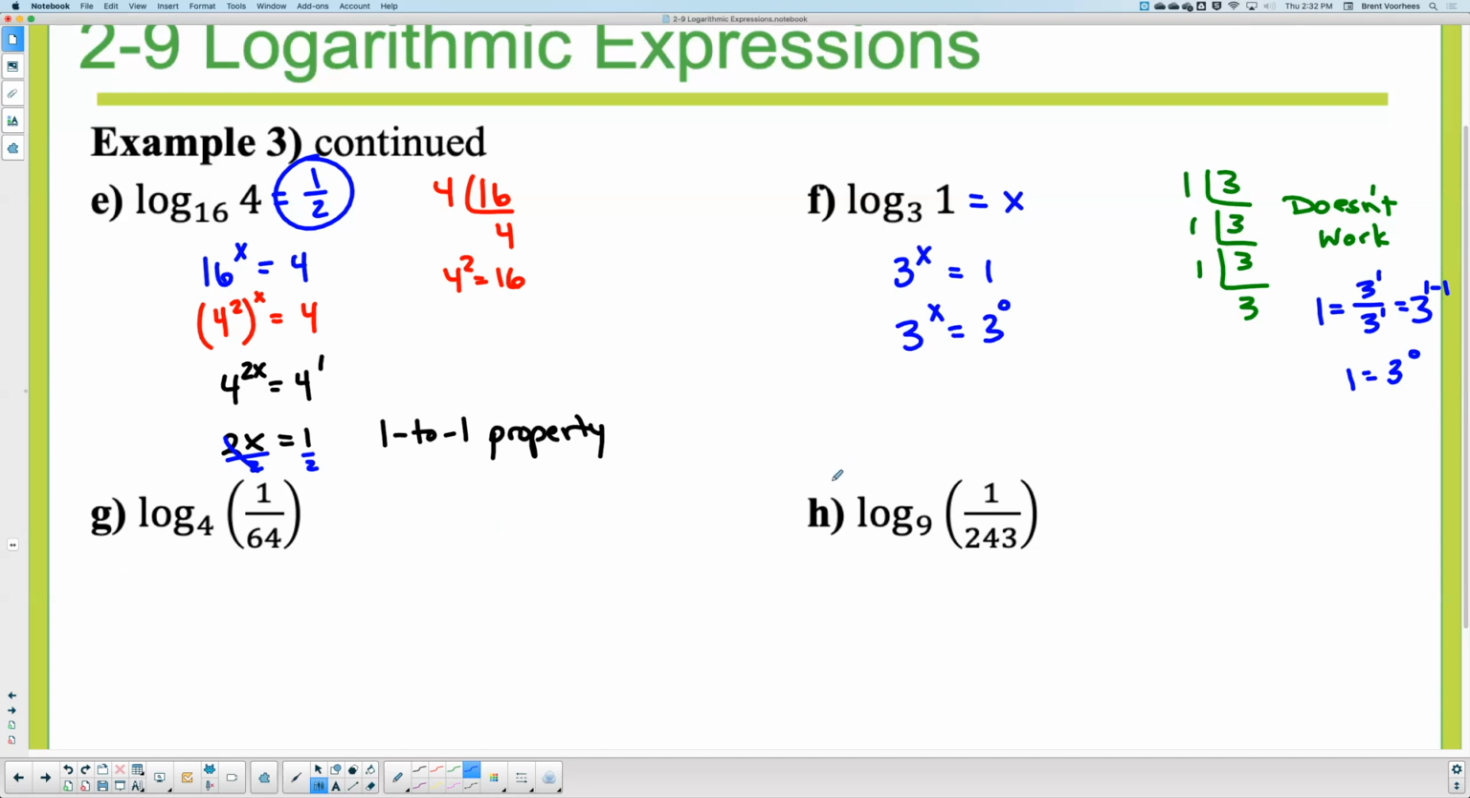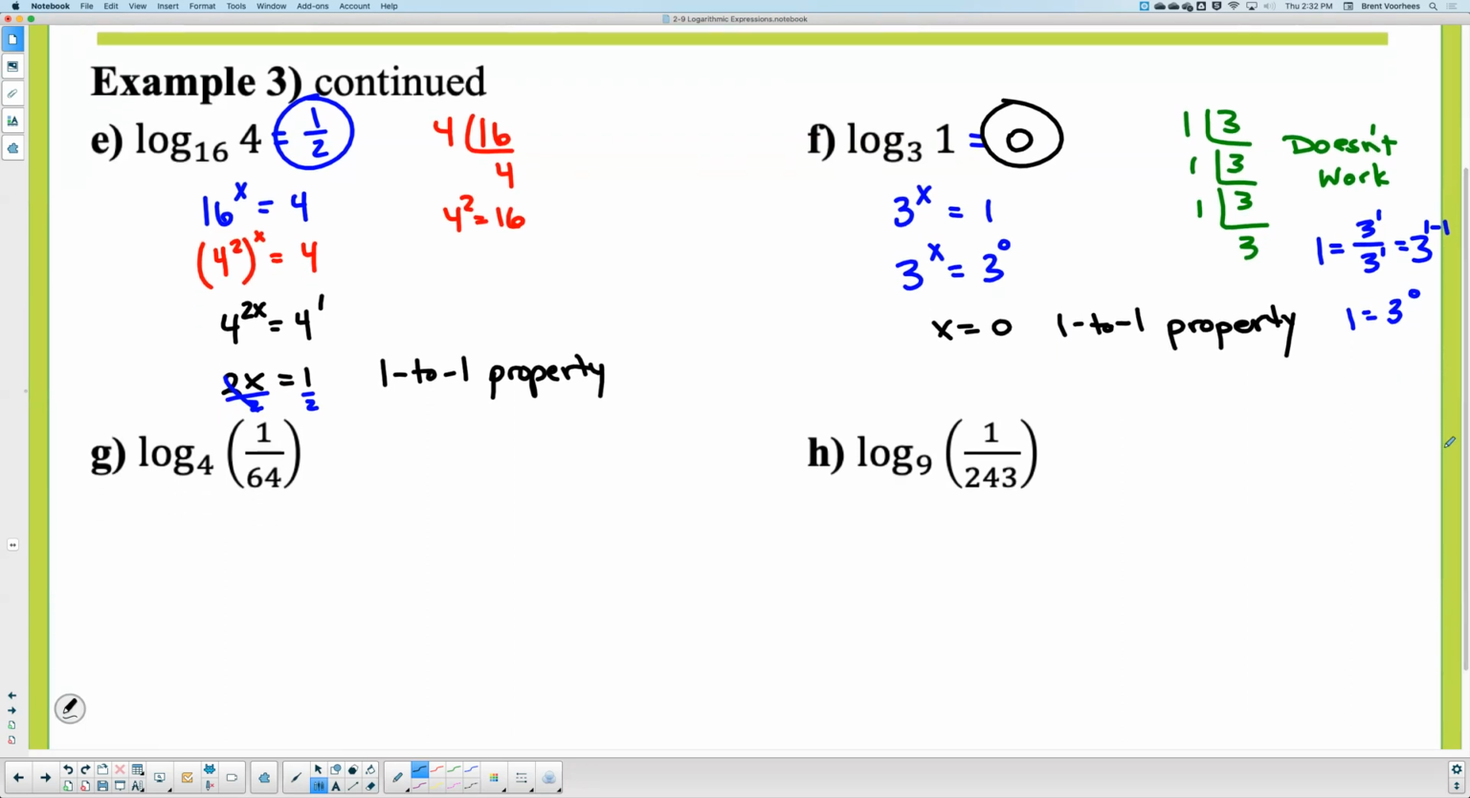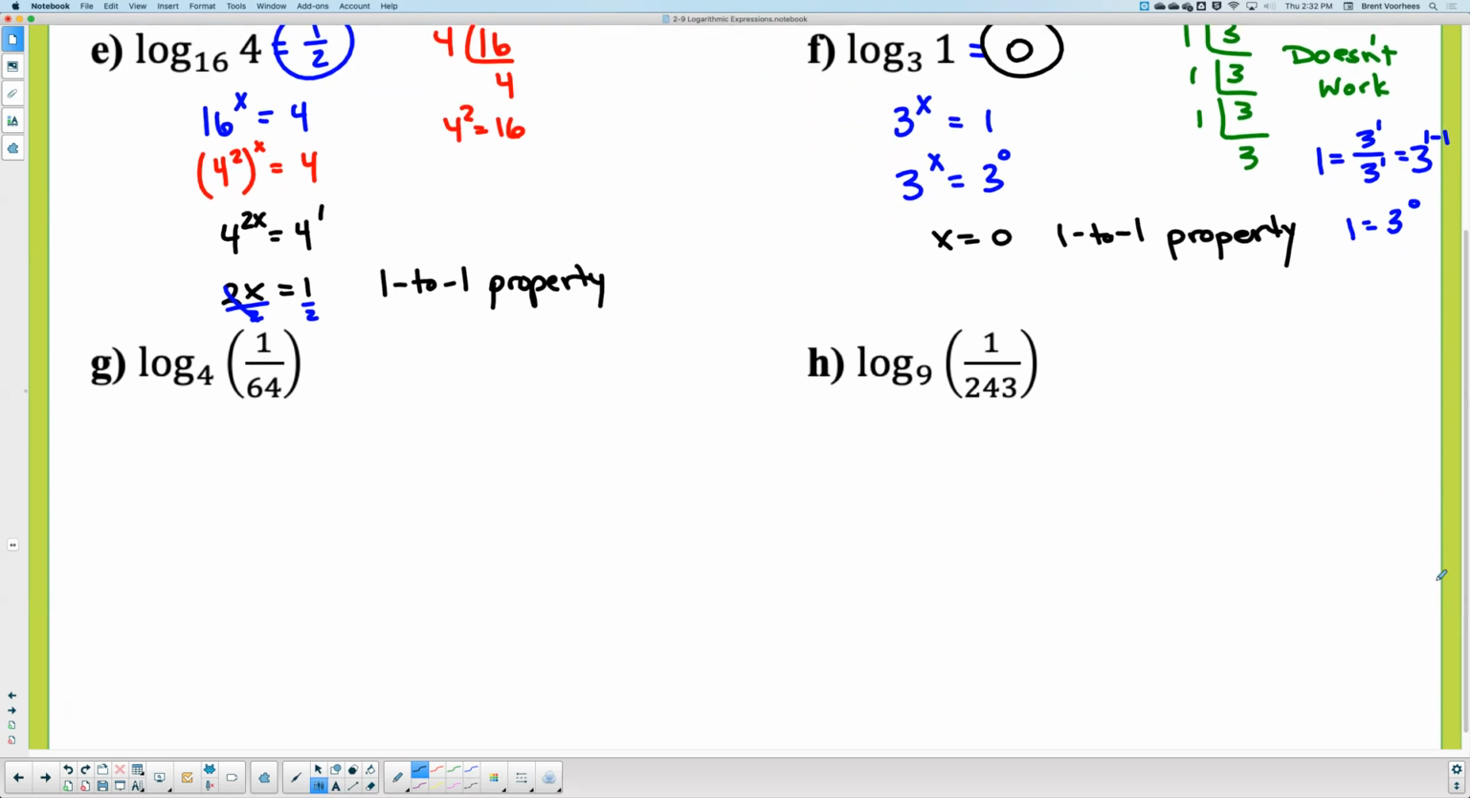I've exchanged my 1 with 3 to the 0, which means after the one-to-one property, x equals 0. So our answer this time is 0. All right, 2 more with some more tricks to see. So 2 more to look at.